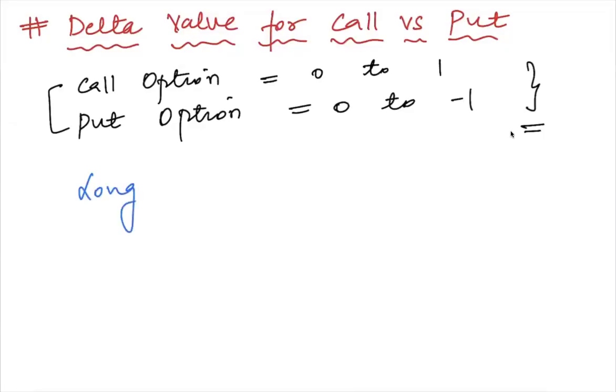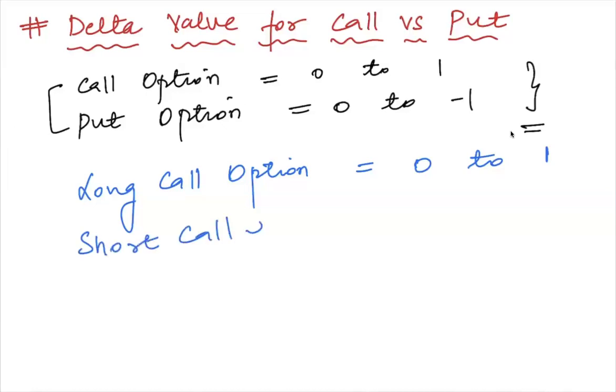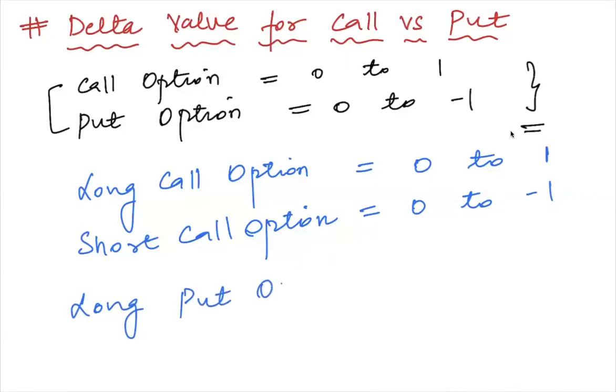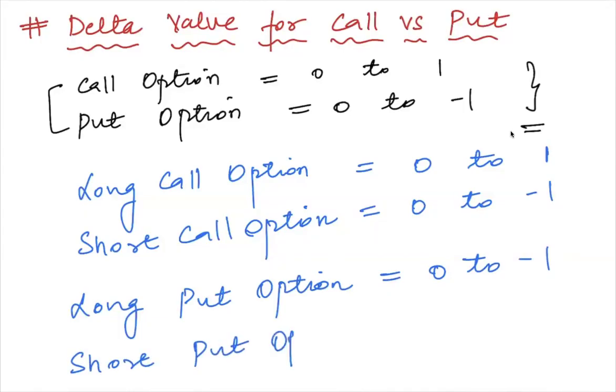So for a long call option, the delta is between 0 to 1. Can you tell what the range will be for a short call? Always remember, derivative is a zero sum game. So if someone is in a long position, we just take the negative. So 0 to -1 is for a short call. Similarly, for a long put option, we have 0 to -1, and for a short put option, we have 0 to 1.